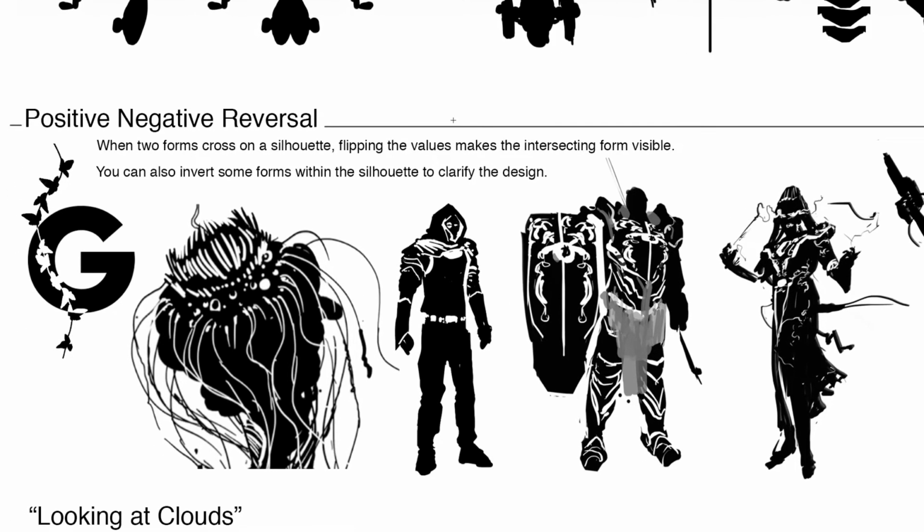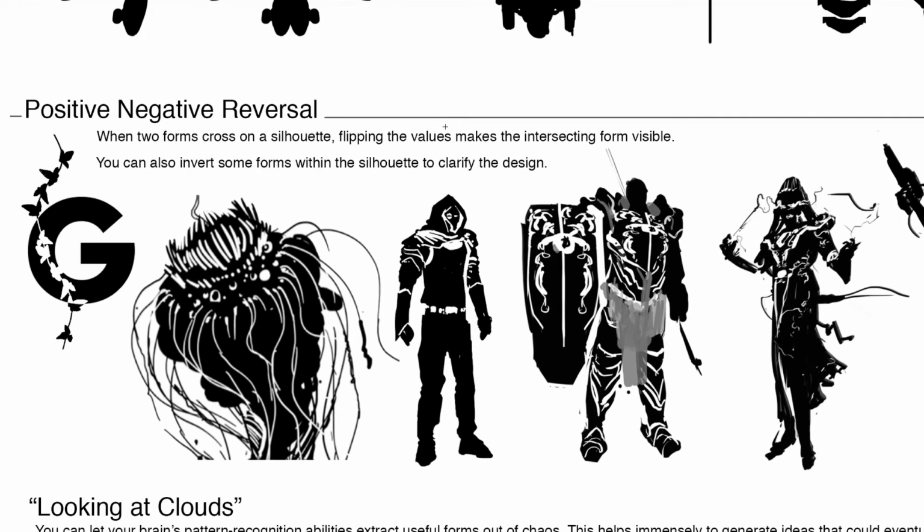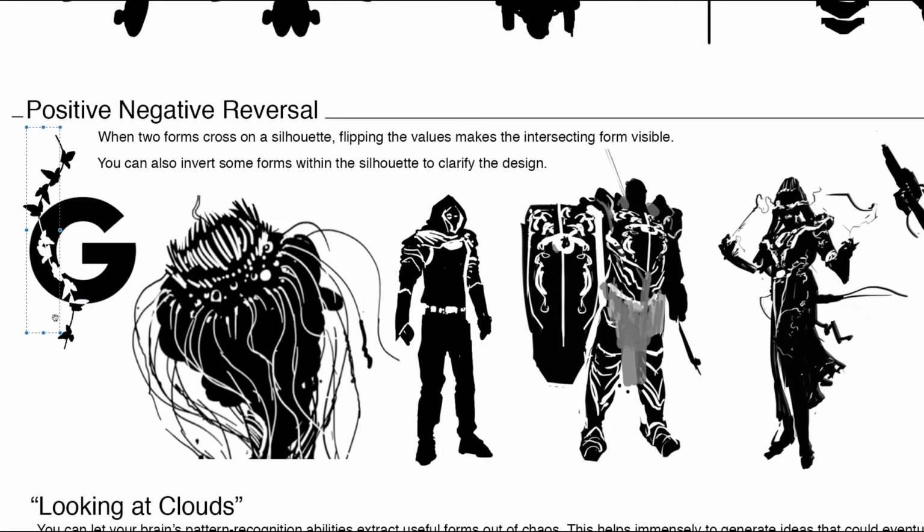Now for an advanced method, positive-negative reversal. Whenever you take two silhouettes and put them into the exact same space, they become one silhouette. For example, this letter G and this string of butterflies. I need to invert to the negative space where those two forms intersect. So if you have a complex form and you want to kind of extract different pieces, just invert to the negative.